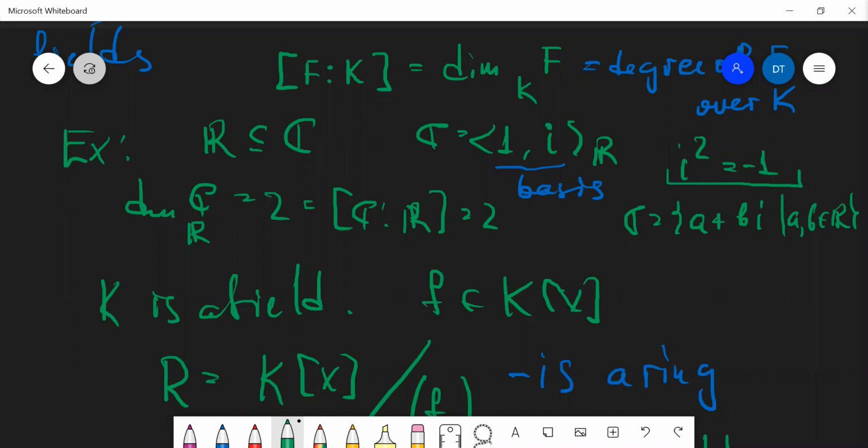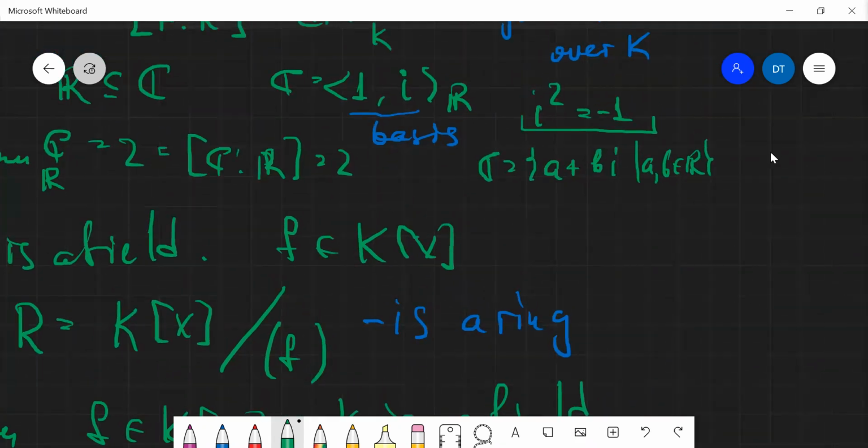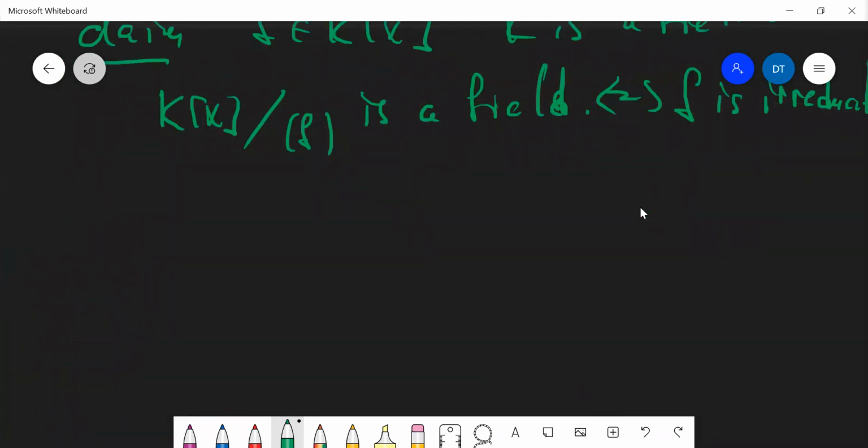How is it related to R then? Okay, so let me, okay. So I want to write this here. I will correct this part later.